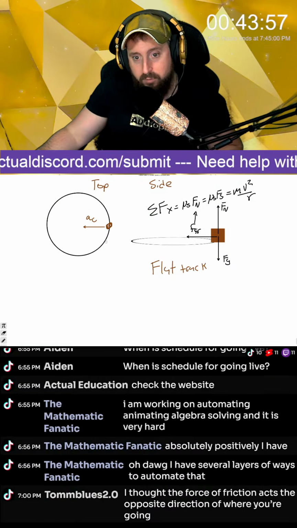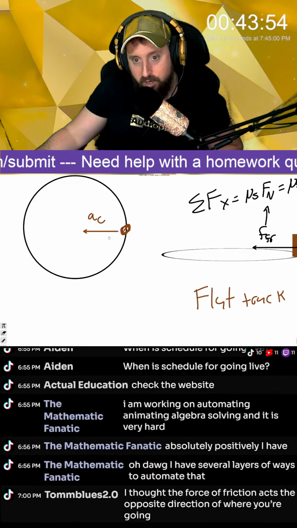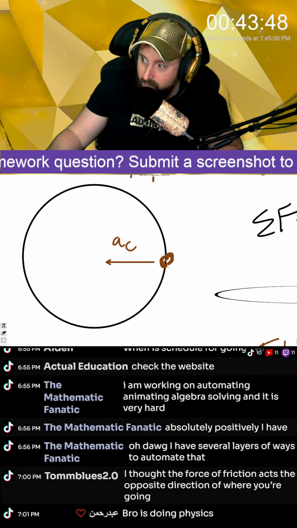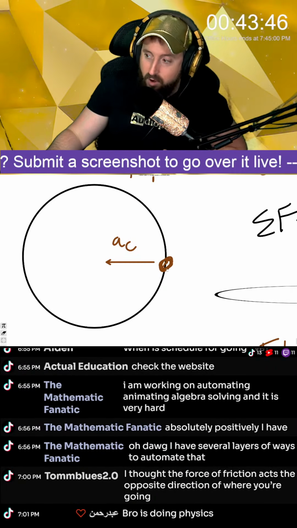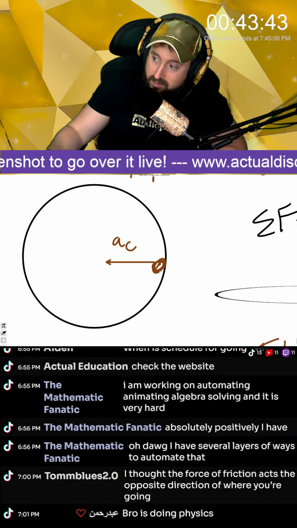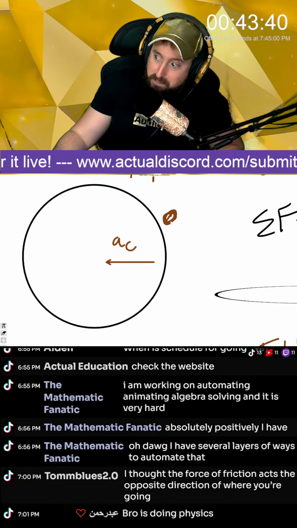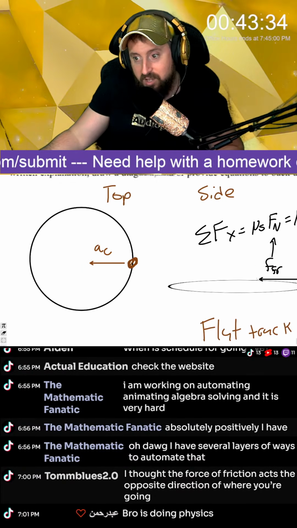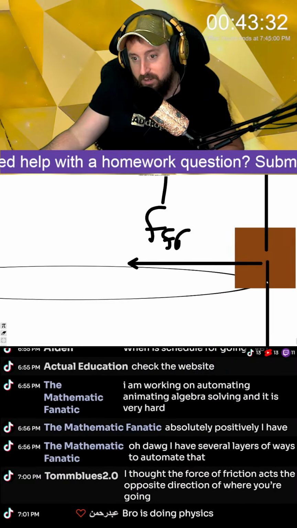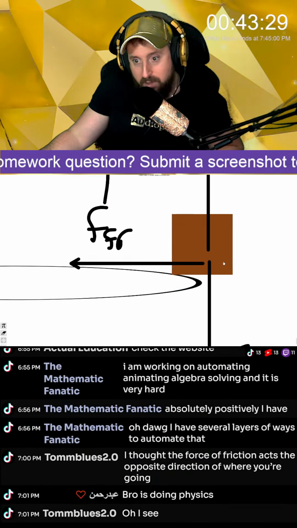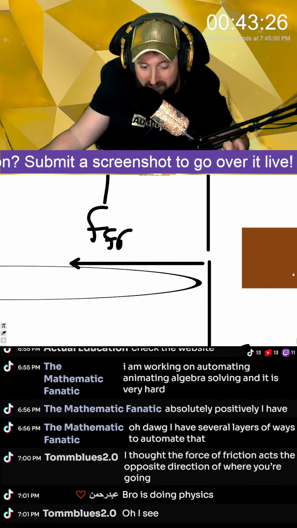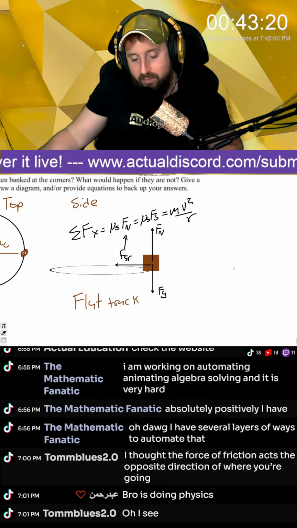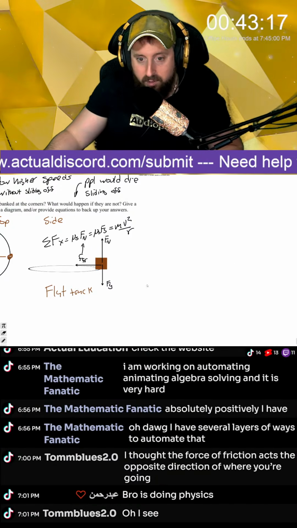You're absolutely correct, Tom. It does act in the opposite direction you're going. But here's the thing. If I'm in a car and I'm going this way, the car wants to keep going straight. Friction pulls it back in such that it moves around in a circle. It's your tires. If we look at it from the side, if you kept going straight, you would technically move to the right because you're no longer on the circular path. You see it? It's a common thing. Okay, but then look at a side view.